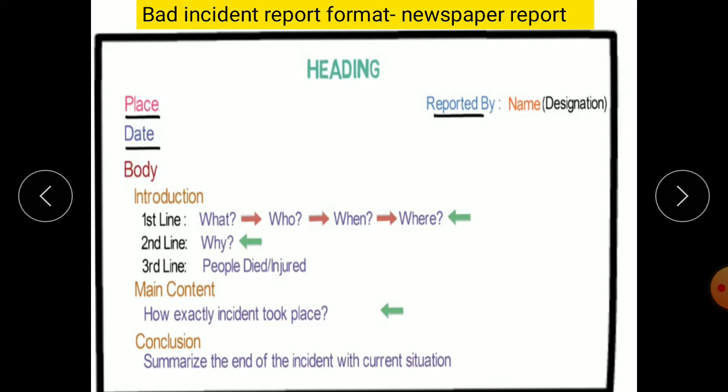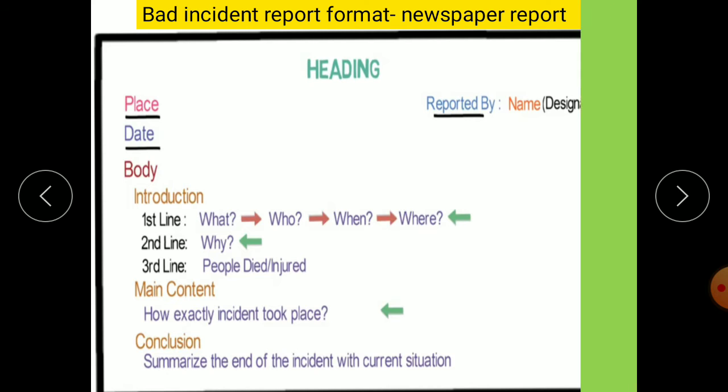So in the body of the newspaper report, the first line will give the answer of these four: what, who, when and where. And the second line of the first introductory part will give you the answer of why. And the third line will tell you how many died and how many injured. And in the main paragraph, the middle paragraph, we have to conclude how exactly the incident took place. And then finally we have to conclude all these things with our recommendations and also the suggestions which we can make in the current situation.